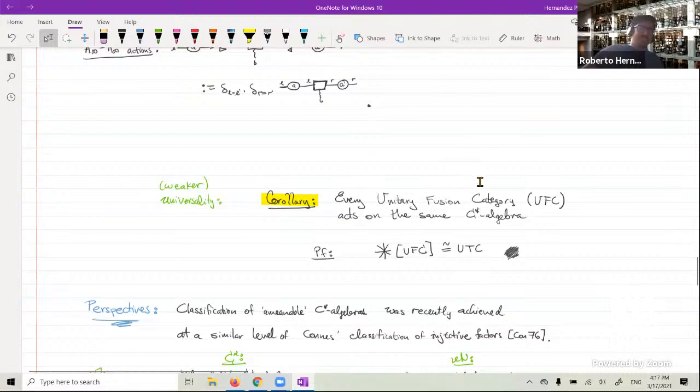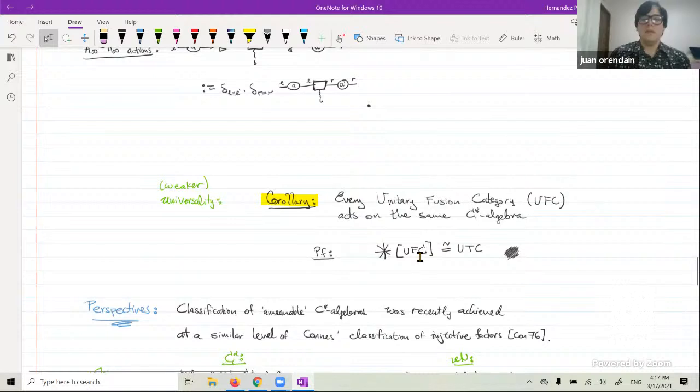Yeah, so basically what you can do is, let me just briefly recount the proof of this theorem, which tells you there is a universal receptacle for actions of unitary fusion categories. Now, unitary fusion categories are those UTCs where you have finitely many simple objects. But only finitely many, not necessarily countably, but finitely many.